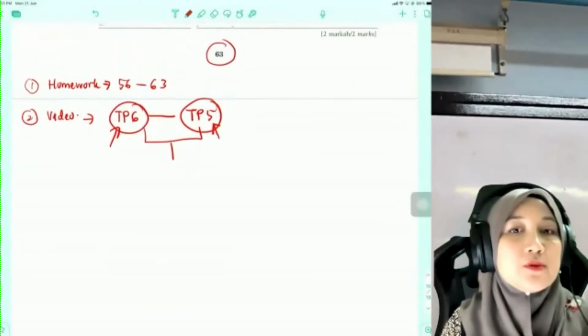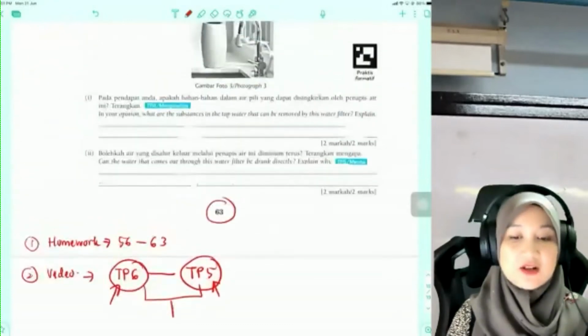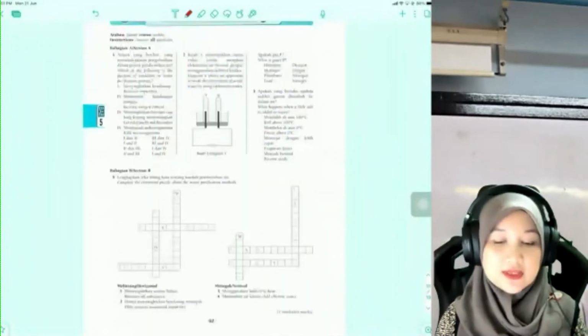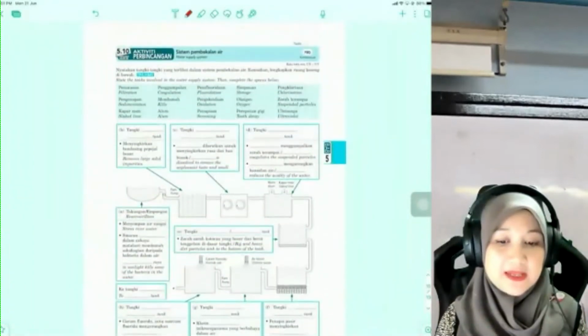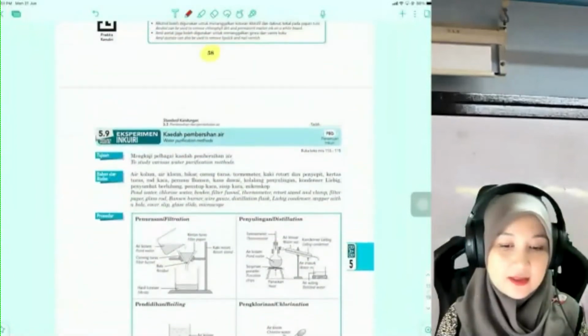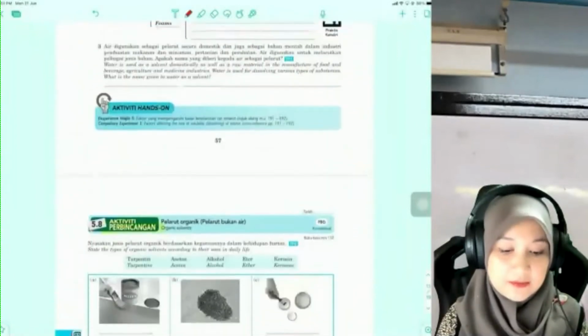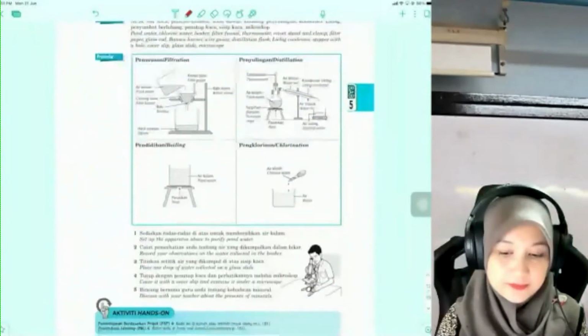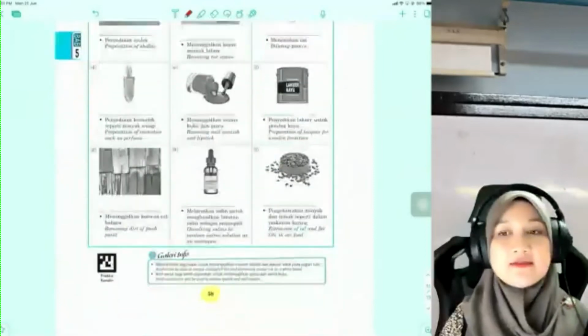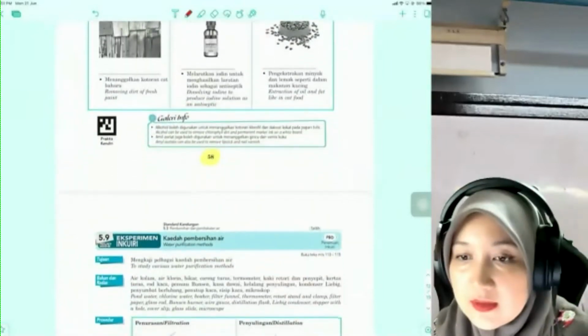For tomorrow's class, we are going to discuss all of these answers. Please do from which page just now, 53 until, sorry, 56 until the end.